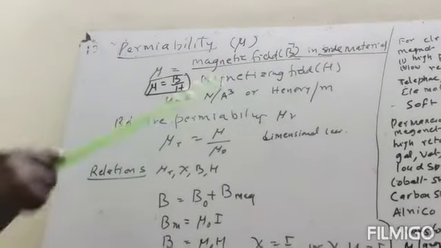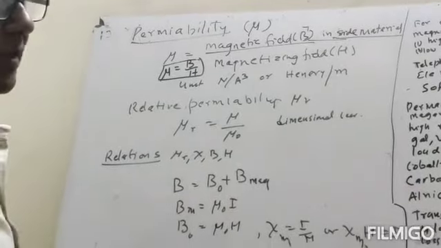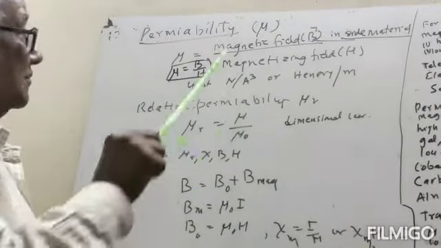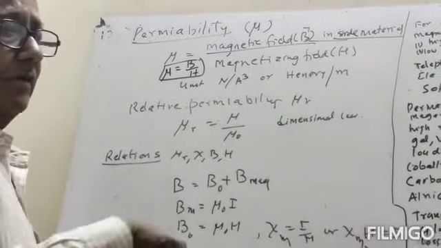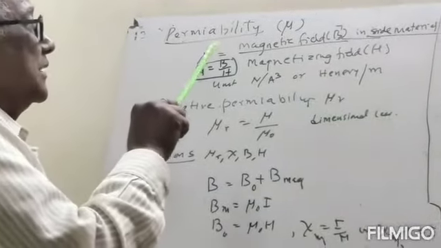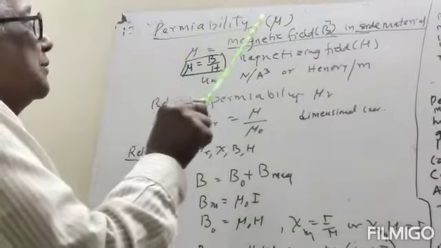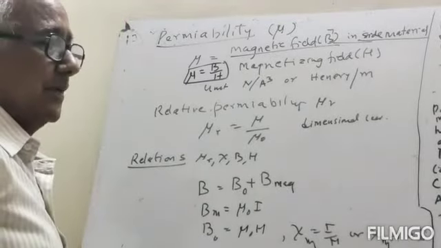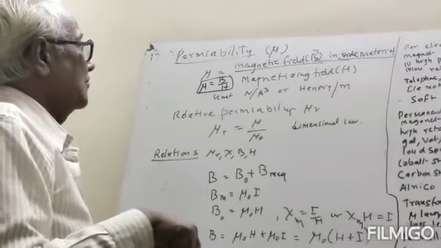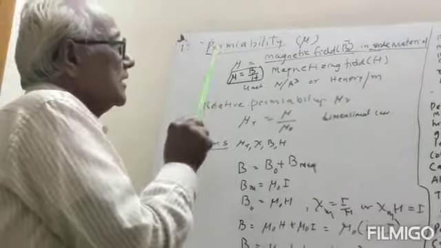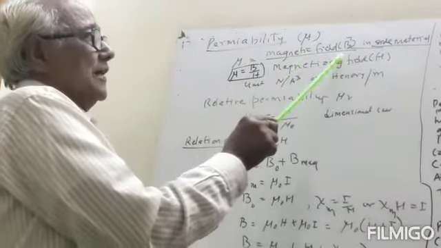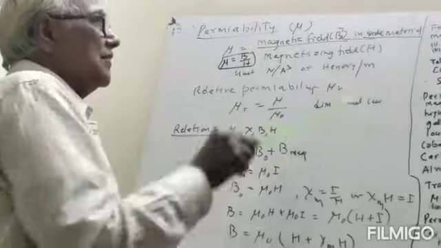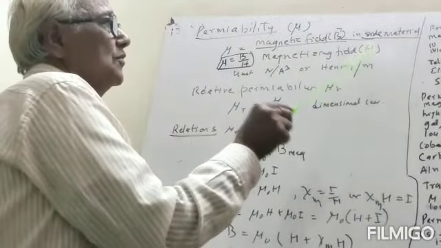Permeability. Permeability is for the magnetic field and magnetic material. Similarly, in electrostatics we have permittivity. Permittivity is opposite to the permeability. Permeability will increase the magnetic field, whereas permittivity decreases the electrical force. So what is the permeability? It is the ratio of the magnetic field inside the magnetic substance divided by the magnetizing field.